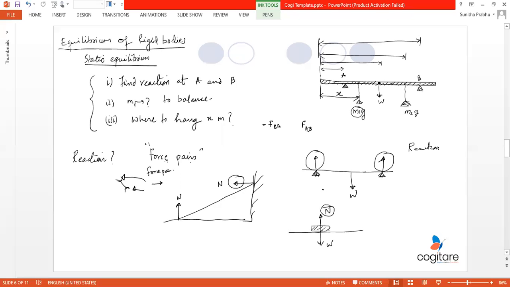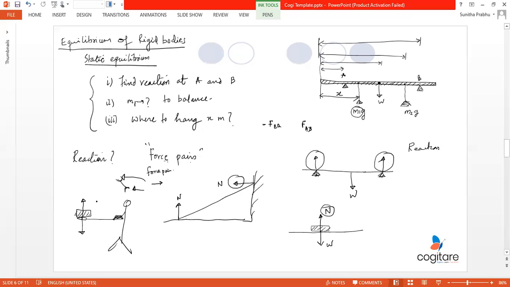Supposing you lift a heavy book in your hand and you stretch your hand outside. This is your hand. You are stretching it, and you are keeping a heavy book here. What happens? Your hand will pain, no? The muscles of your hand pain, right? Why? Because when the book is pressing in this direction, you are also applying some normal reaction in this way in order to hold the book. So your shoulder, your hands, everything will pain.